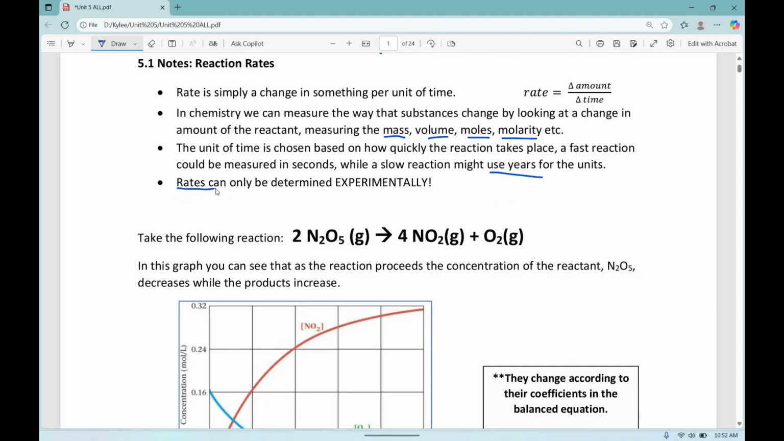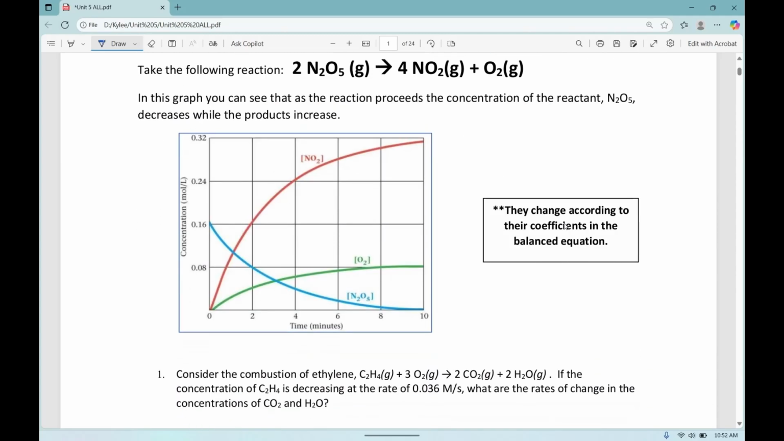The last thing we need to know about rates is we can only determine them experimentally. So you actually have to do the reaction in order to measure these. This is not something that we can predict. We have to study the experiment and the reaction and test all of this. The first thing we need to know about rates is that they change according to the balanced equation's coefficients.